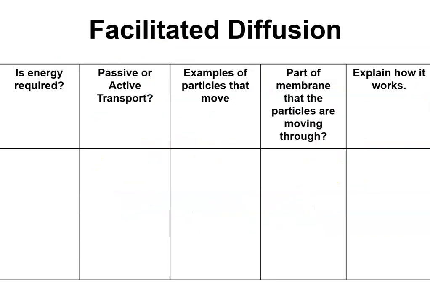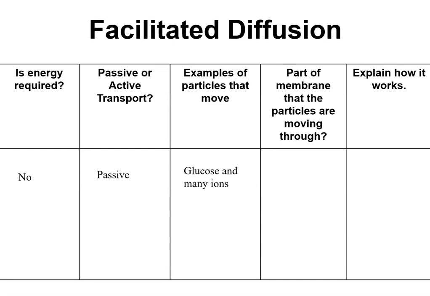All right, our last type that we're going to talk about in this video is facilitated diffusion. I would like to point out it still has the word diffusion. Osmosis was diffusion of water. Diffusion was just diffusion. Facilitated means we need a little help, but it's still diffusion, and so it does not require energy. It is still passive. This would be for some larger molecules like glucose, and we're going to see it with some of our ions.